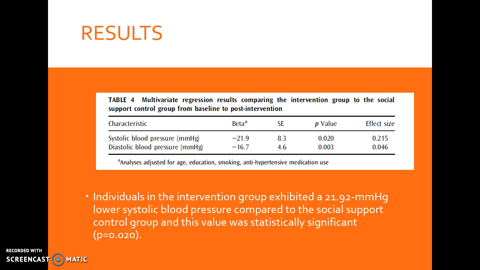The results demonstrated that individuals in the intervention group exhibited a 21.92 lower systolic blood pressure compared to the social support control group, and this value is statistically significant. It is also of note, though, that the control group did show a statistically significant change in blood pressure readings as well. However, it's important to note that the active group was even more successful in changing the blood pressure ratings.